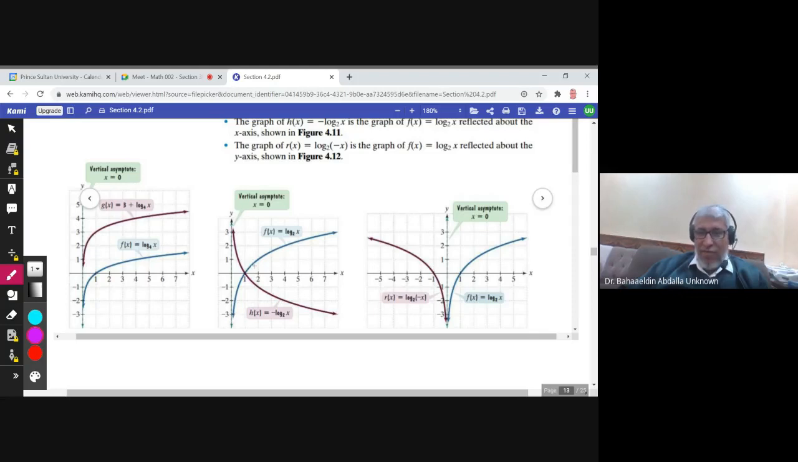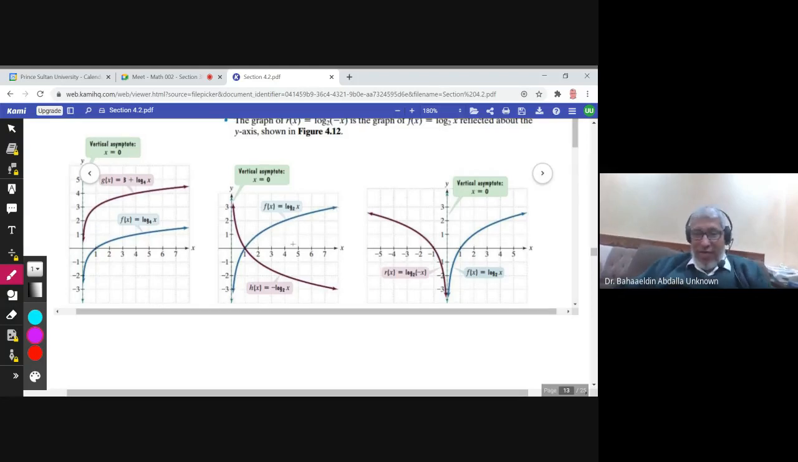So this is the graph. The blue is the graph of log x to the base 2. You reflect the graph about the x-axis, so the x-intercept will not change, the vertical asymptote will not change, but the red graph will be the reflection about the x-axis of the blue one.